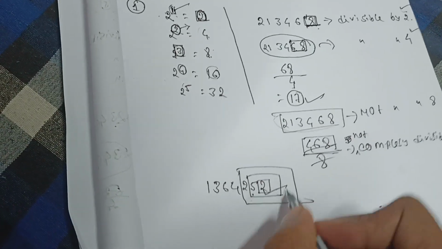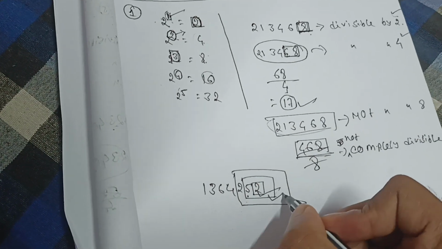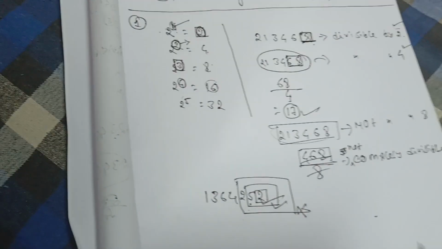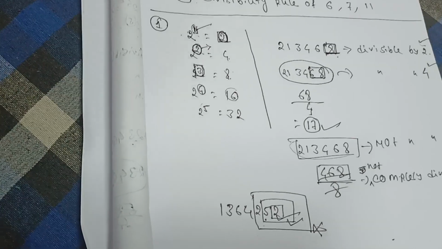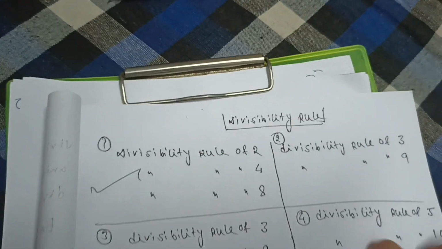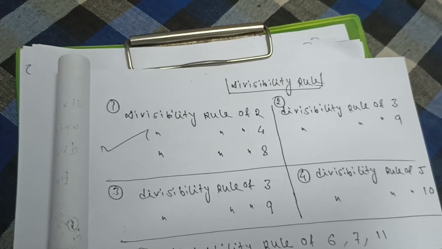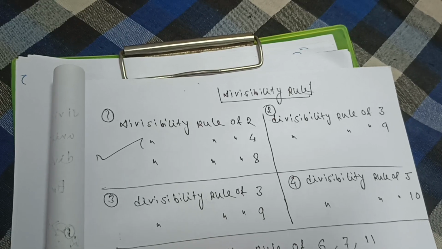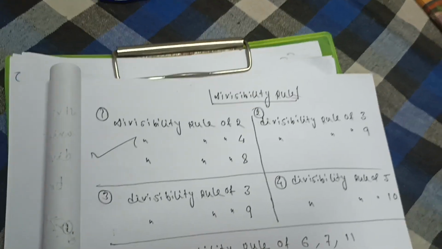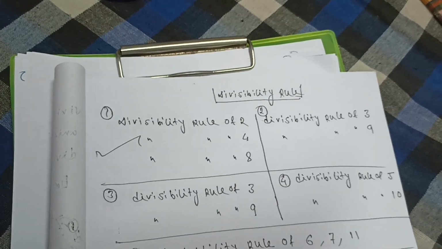Okay, so the number is divisible by 2, the number is divisible by 4, but the number is not divisible by 8. Okay, so the first group is complete. I think it is totally clear for all of you. If you have any doubt, then you can ask it in the comment section.